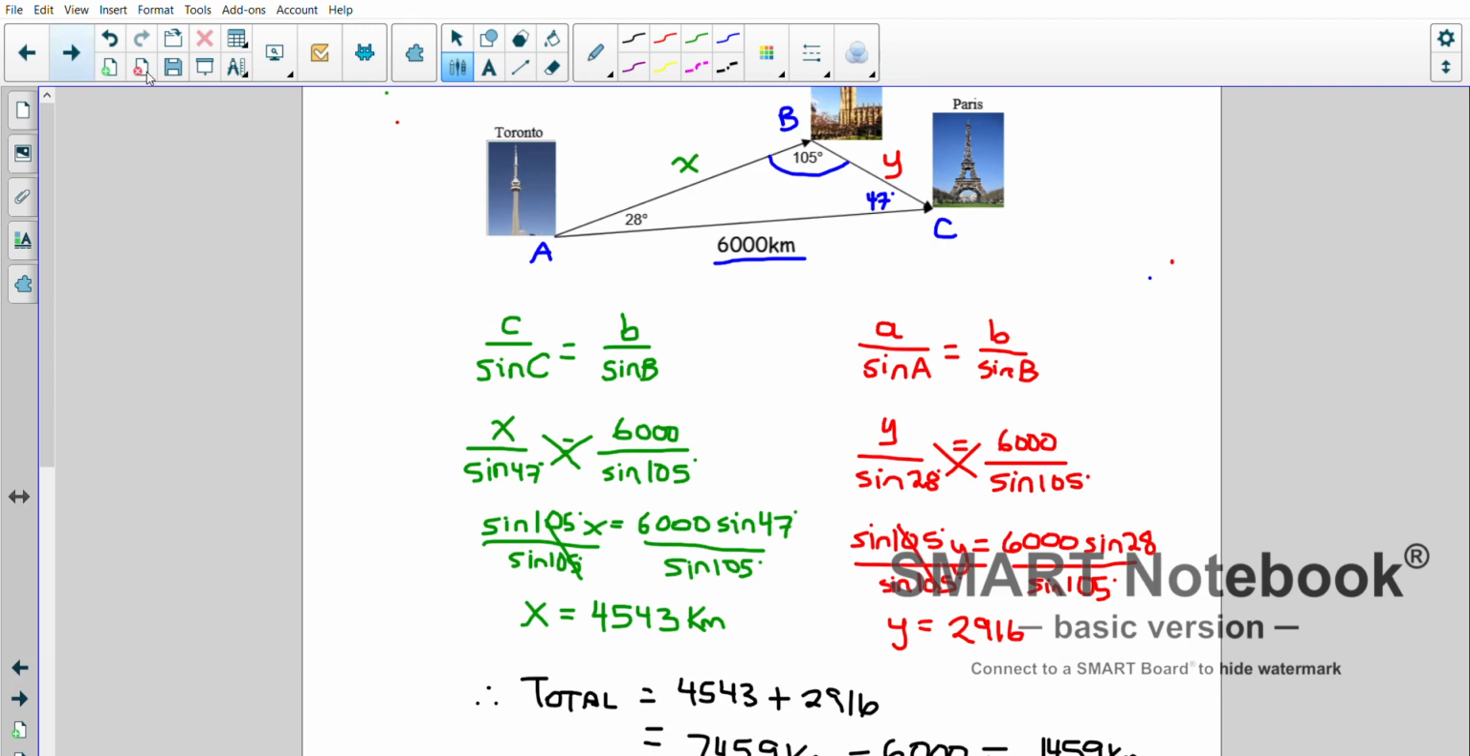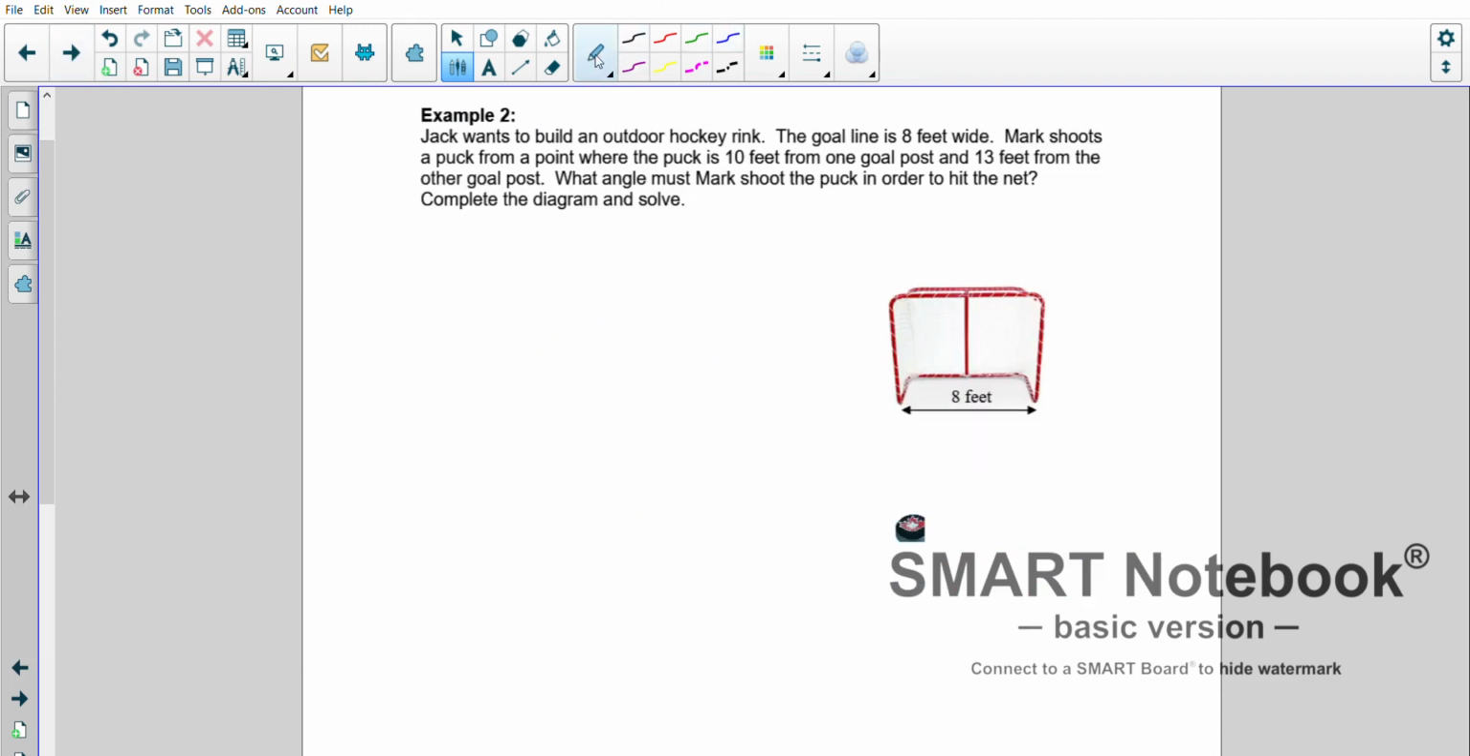So the next question then is this one. We need to fill in a little bit of information. So he's going to shoot the hockey puck from here to the net. I believe they're giving you the distances to the hockey post. So the goal line is 8 feet given. He shoots a puck to a point that's 10 feet from one and 13 to the other. So he's closer to this point. So this is going to be the 10 feet and this is going to be the 13 feet. And they want to know what angle must he shoot the puck in order to score.